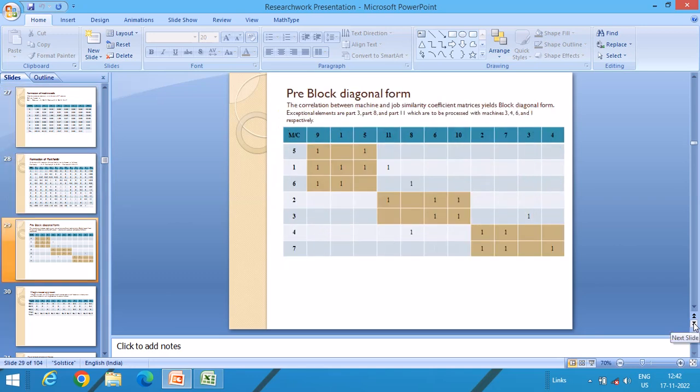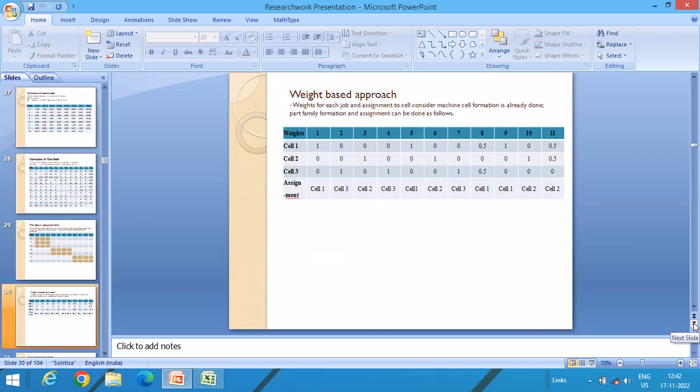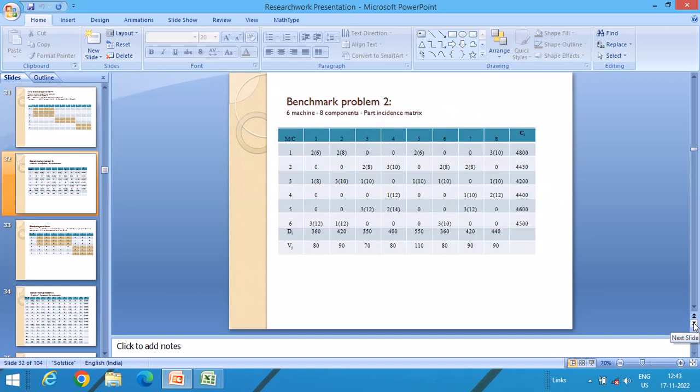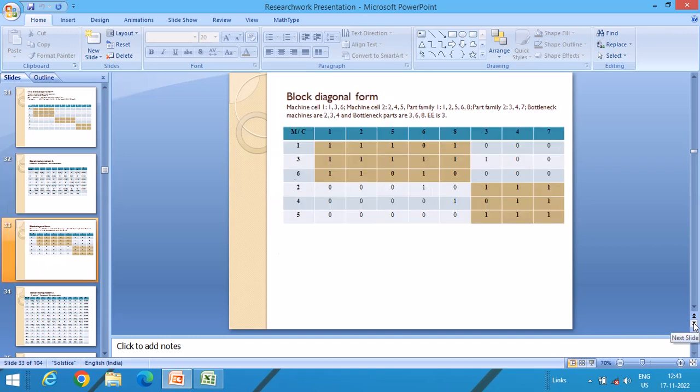So the block diagonal form, which has 4 exceptional elements, is reduced in this weight based method to 2 exceptional elements. So 3 clusters with 2 exceptional elements. And here is a benchmark problem, 6 machines 8 components problem. So part incidences are shown. So this is the final block diagonal form, which has 3 exceptional elements.